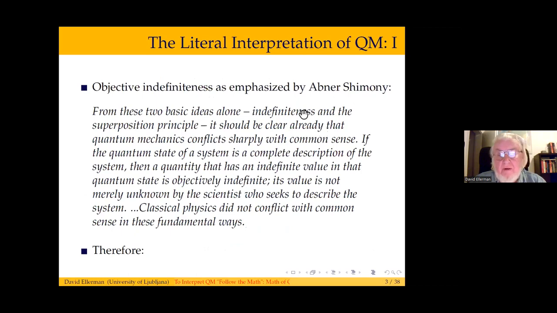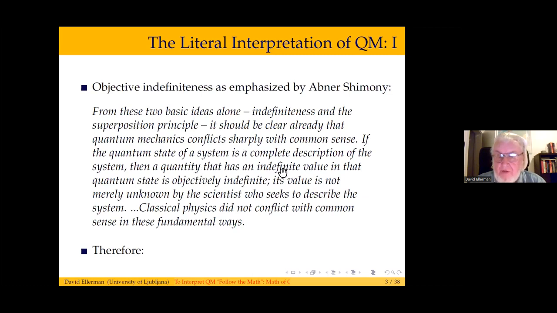And this, I think, the closest philosopher of physics that I can see among the many these days is Abner Shimony, the late Abner Shimony. And he was very clear that this notion of indefiniteness, objective indefiniteness, not just subjective or epistemological indefiniteness, but objective indefiniteness, and the superposition principle, these are the basic concepts that we just can't make sense of in terms of our usual common sense or even in classical physics.